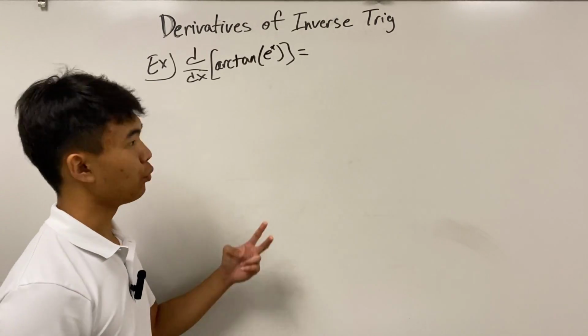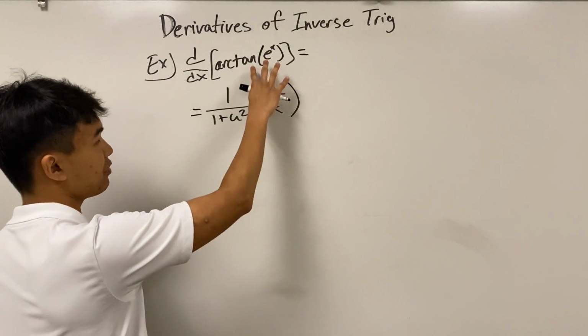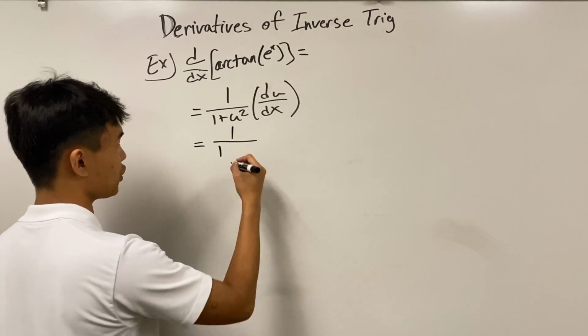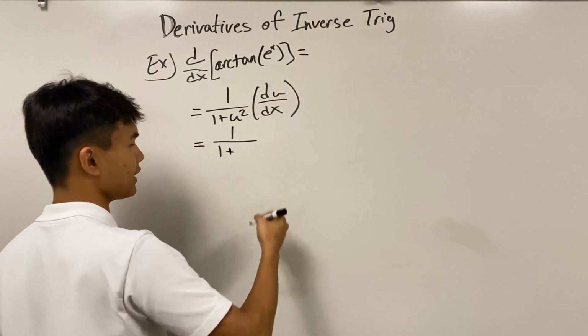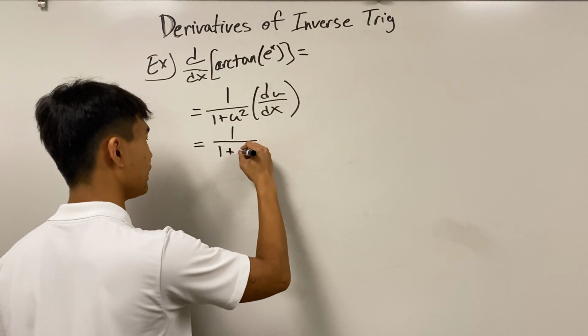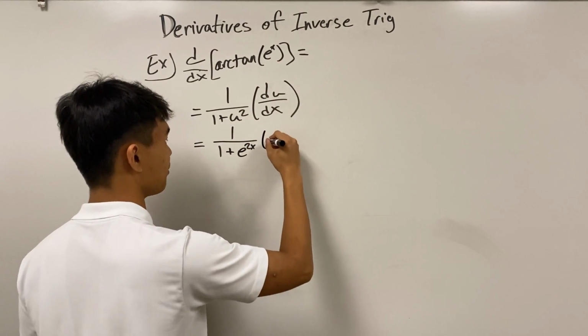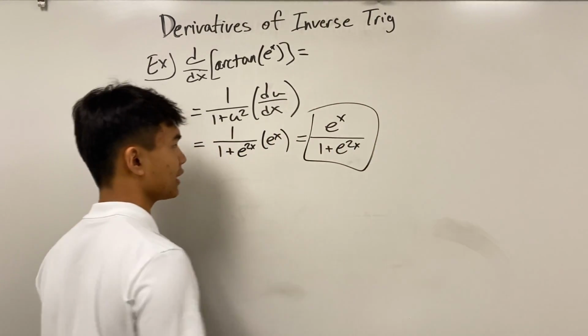For our second example, we're going to find the derivative of arctangent of e to the x. Remember that this derivative is 1 over 1 plus u squared times du dx. And like before, all we have to do is just substitute. So we have u equal to e to the x. So u squared is e to the x squared, or e to the 2x. And our du dx is e to the x because the derivative of e to the x is itself. Our final answer is e to the x over 1 plus e to the 2x.